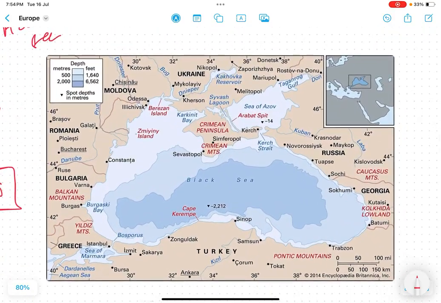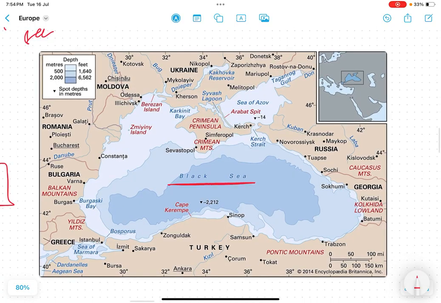Let's go to another sea, that is Black Sea, another important one. So as you can see, Sea of Azov right here. Azov Sea is connected to Black Sea by Kerch Strait. Right here it is mentioned Kerch Strait. This region connects Sea of Azov to Black Sea. And this region is the Crimean Peninsula.